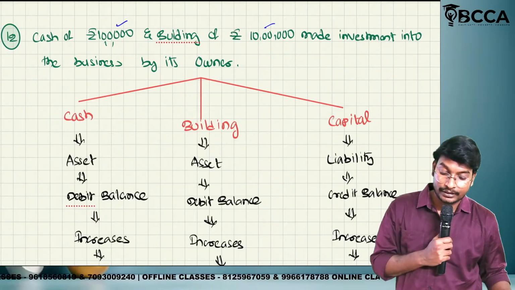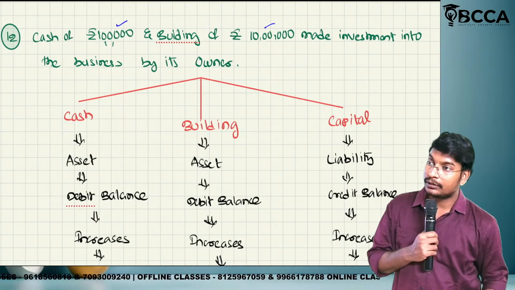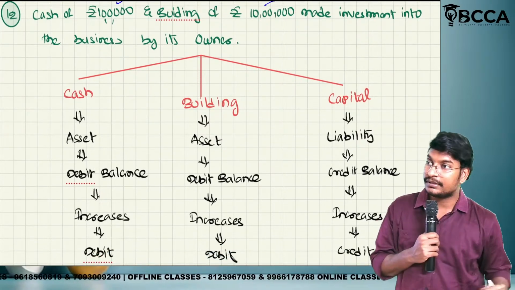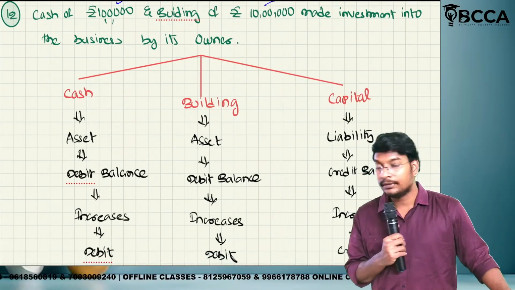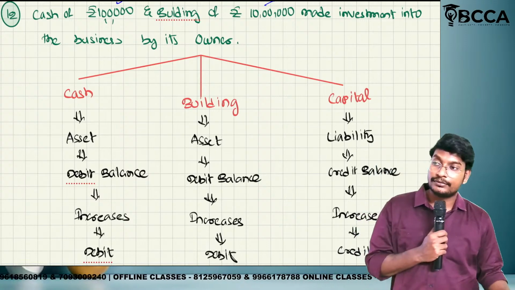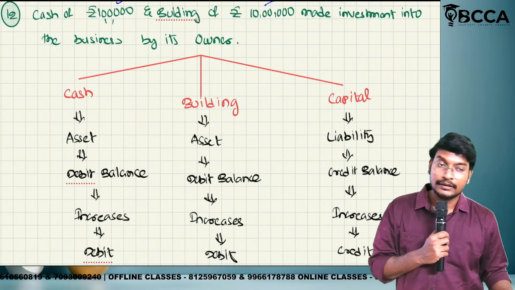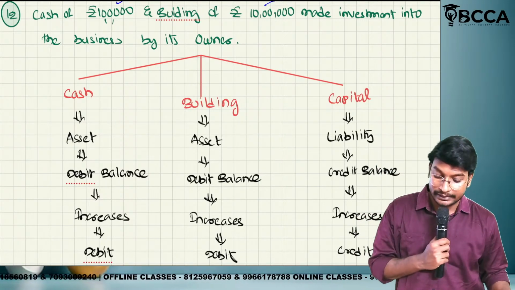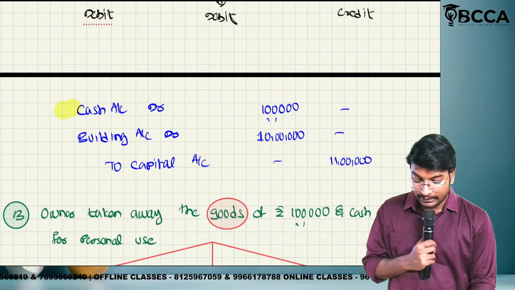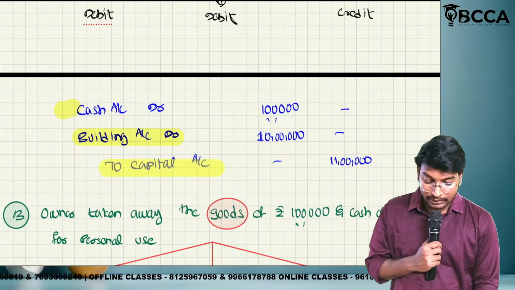Okay, same. But here we have taken only the two things. What are the two things? Cash and billing. So cash comes into the business and billing also comes into the business. So both are assets or liabilities? Both are assets. So assets will have the debit balance increases. So what we have to do? We have to do debit. So what is the entry we have recorded? Cash account debit, billing account debit to capital account.